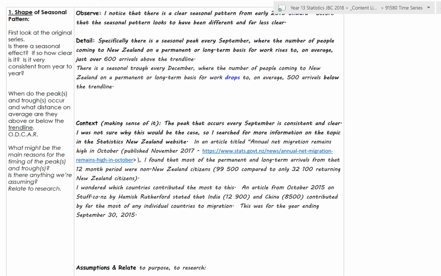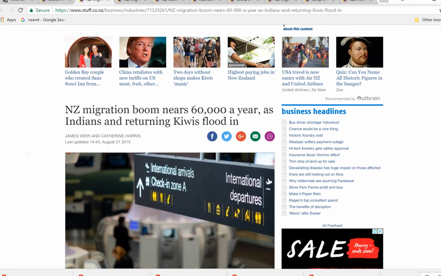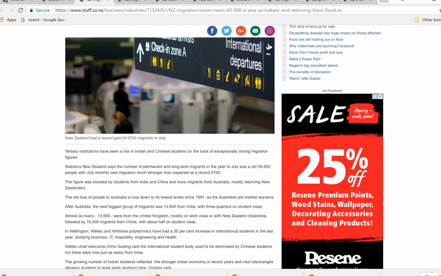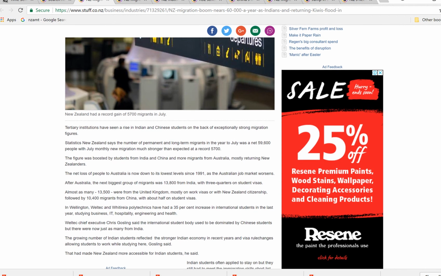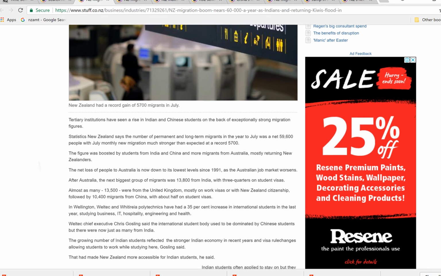I found another article on stuff.co.nz, also from 2015, and it seems to suggest that a lot of the migrants to New Zealand are actually on student working visas. So, in other words, they're just coming for a couple of years and generally will be doing sort of labour type jobs. Tertiary institutions have seen a rise in Indian and Chinese students on the back of exceptionally strong migration figures.